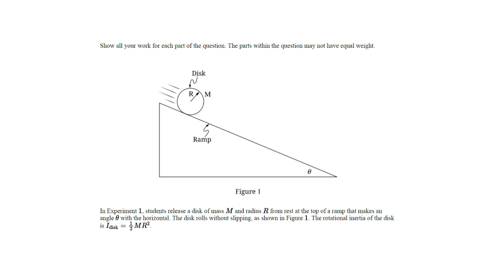Okay, so let's look at this problem. This is FRQ number 1. The question says, in experiment 1, students release a disk of mass m and radius r from rest at the top of a ramp that makes an angle theta with the horizontal. The disk rolls without slipping, as shown in figure 1. The rotational inertia of the disk is I sub disk equals 1/2 mr squared.